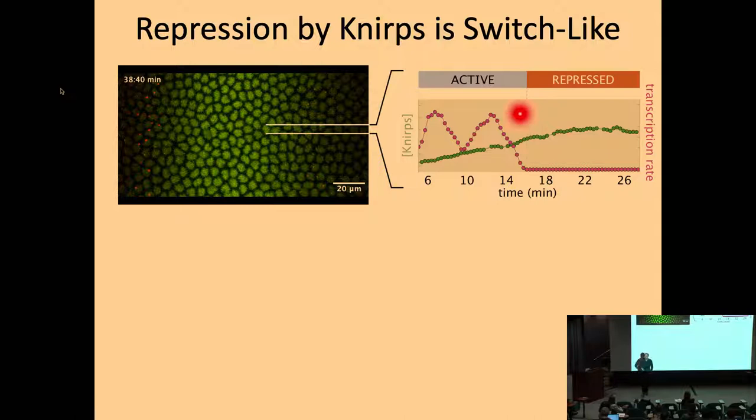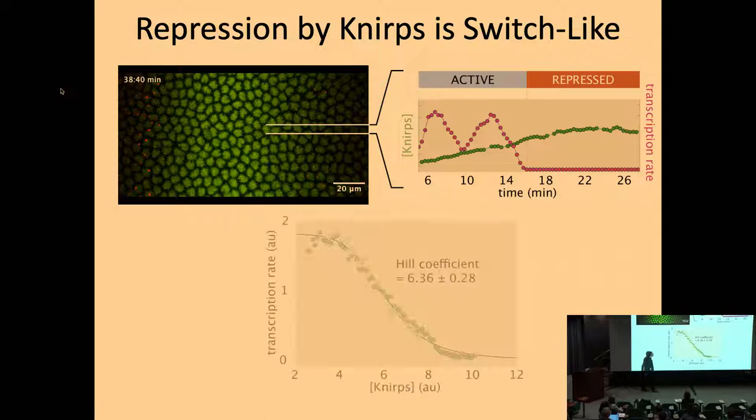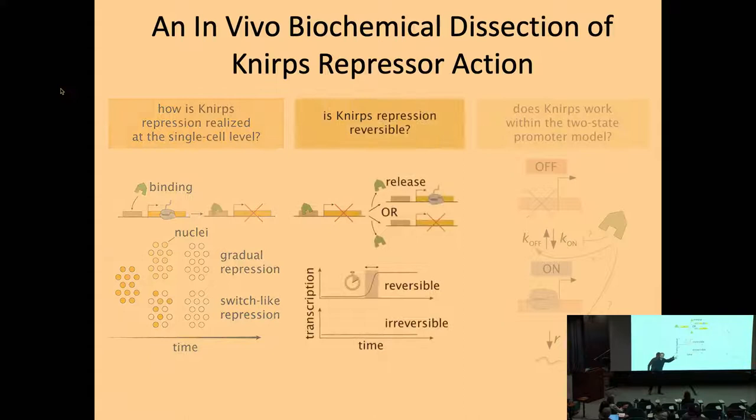Like if you're a Hill function aficionado, you know, if you plot the input-output function, the Hill coefficient is more than 6, which is quite sharp for an input-output function, although consistent with other examples we know in development. All right, so we know that it's switch-like. Is there any memory? And to do this, you gotta be able to control what KNURPS is doing. It's not enough to watch, you need to be able to tune.